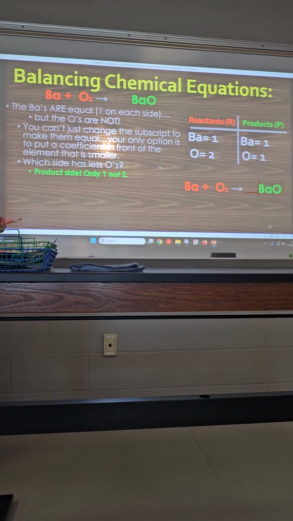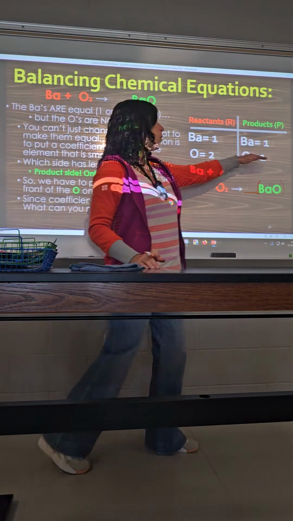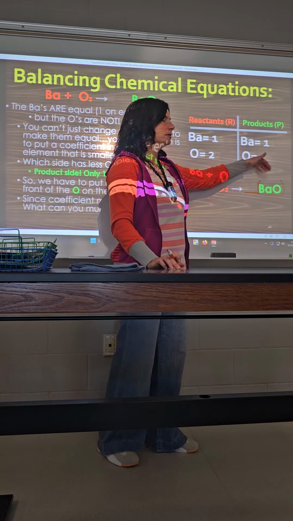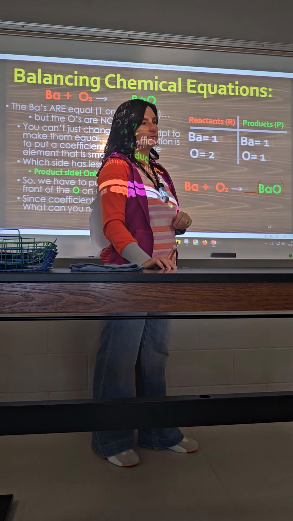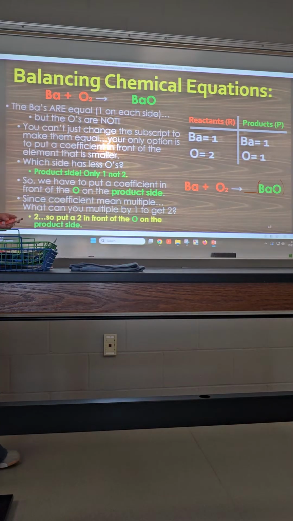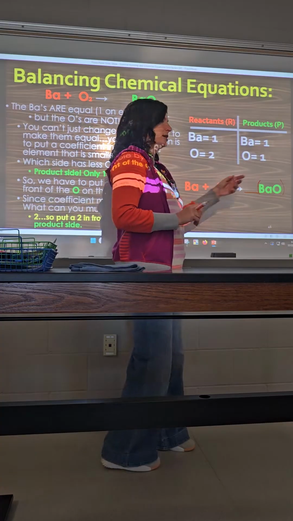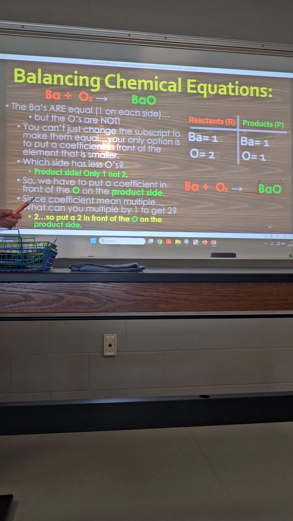We know that the product side is low, so we have to build it up. Since coefficients mean multiply, ask yourself, what can I multiply by 1 to get a 2? 2, right? So we have to put a 2 in front of the O on the product side. And since we need to put it in front of the O, our only option is to put it in front of the whole compound, which puts it in front of the BA as well.